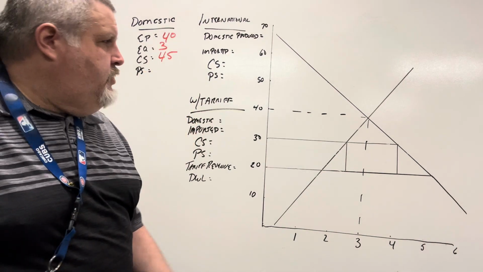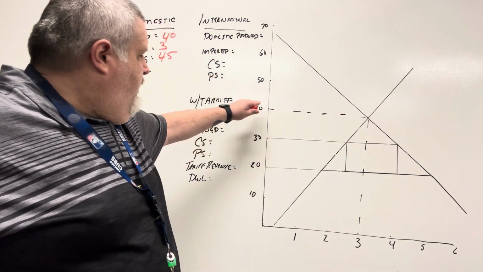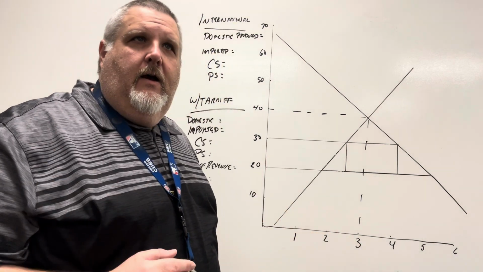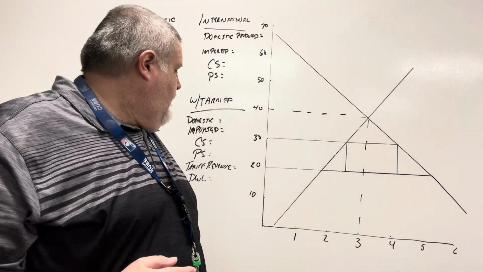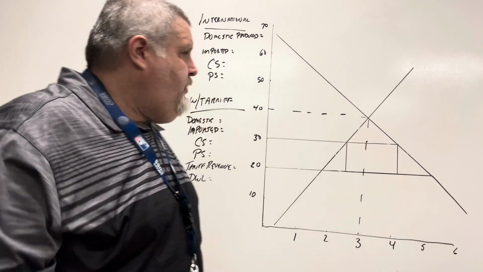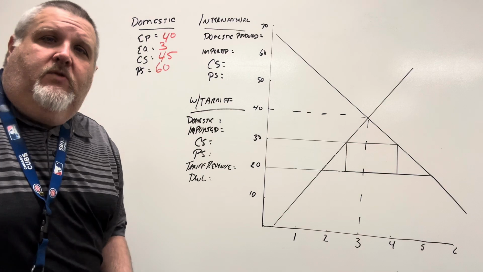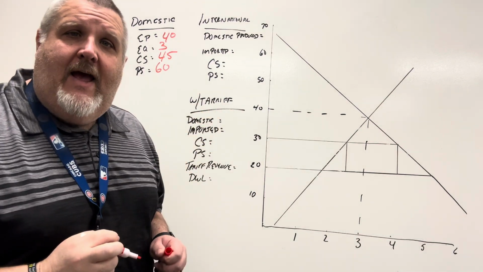And for our producer surplus, we do the same thing here. We're at 40, to 3, so 40 times 3 would be 120, divided by 2, 60. Domestic, super easy. We just did it over there with the tax stuff.